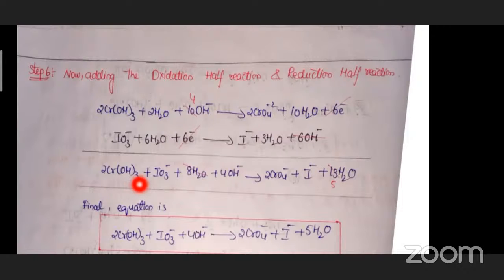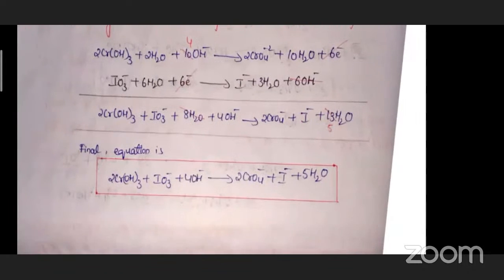So you see, 2 Cr(OH)3 plus IO3 minus plus 2 plus 6, 8 water molecules I have written here, plus 4 OH minus ions. This is giving 2 CrO4 2 minus plus I minus, and total water molecules you see 13. Now here on the reactant side we are having 8 water molecules and on the product side we are having 13 water molecules. So if you remove 8 from 13 it becomes 5. So the final equation is this.